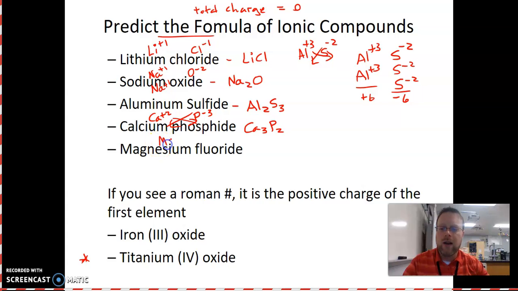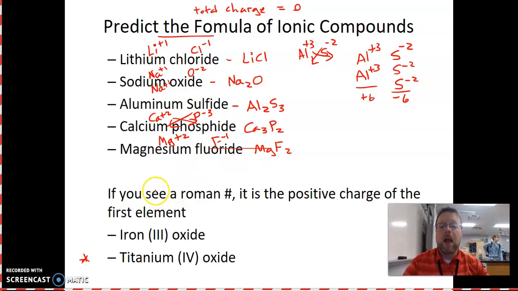For magnesium fluoride, magnesium, if you find its charge, is +2, fluorine is -1. So this formula would be MgF2. It would take 2 fluorines that are each -1 to balance out with that +2 magnesium.